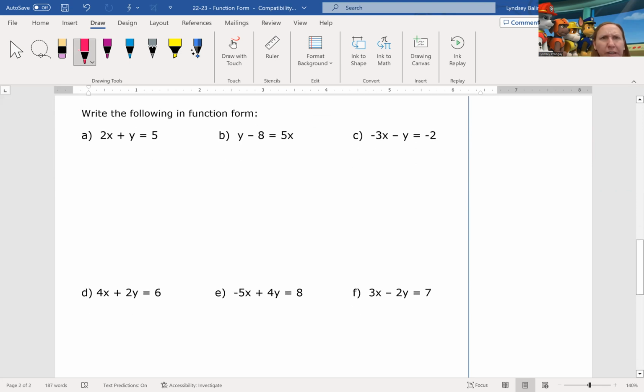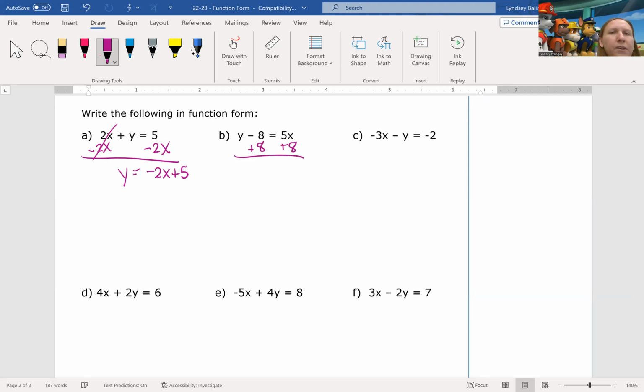They start off easier and get a little harder as we go. So the first one, we have to get rid of that 2x by subtracting the 2x on both sides. That gets rid of it, and we just have y equals x's first. So negative 2x plus 5. Here we have constants on the same side of the y, but we're still going to move them over. We're going to add 8. We get y equals 5x plus 8.